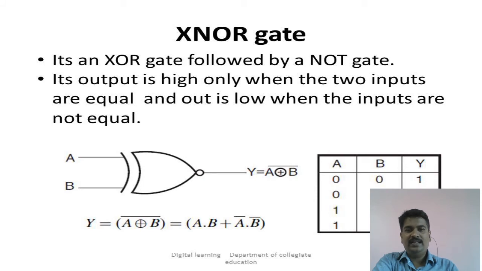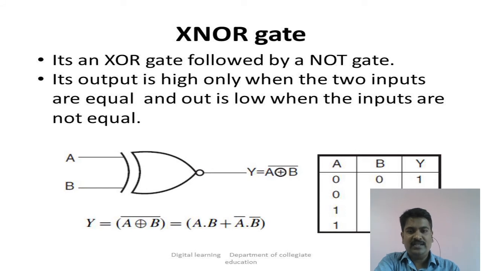So this sentence will define the XNOR gate. Its output is high only when both the inputs are equal. So the output of an XNOR gate is high only when the inputs are equal, and the output is low when the inputs are not equal. This is the symbol of an XNOR gate, where A and B are the two inputs, and the output of the XNOR gate Y is equal to A XOR B whole bar. You have a bar here. This bar represents the NOT gate.